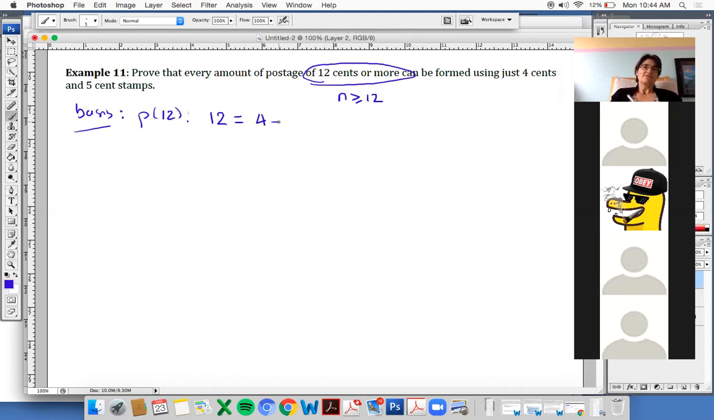I can have 4 and 4 and 4. So it's possible, and the basis step works. And now the inductive step.